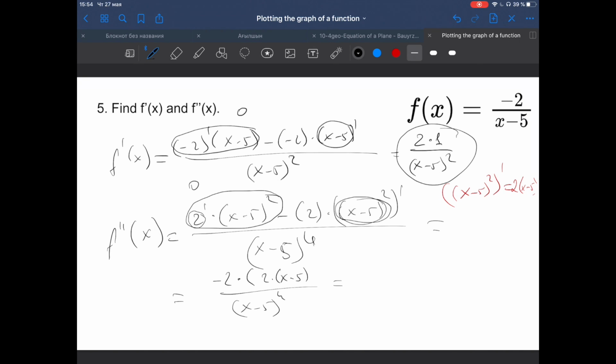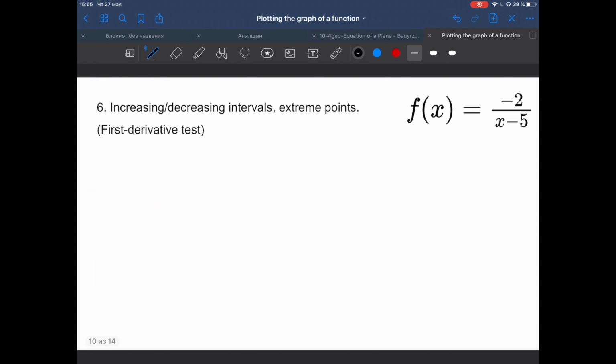After that, if we multiply minus 2 by 2, it will be minus 4. Multiplying by x minus 5 divided by x minus 5 to the 4 power. And here we can simplify. It will be minus 4 divided by x minus 5 to the third power. Okay.